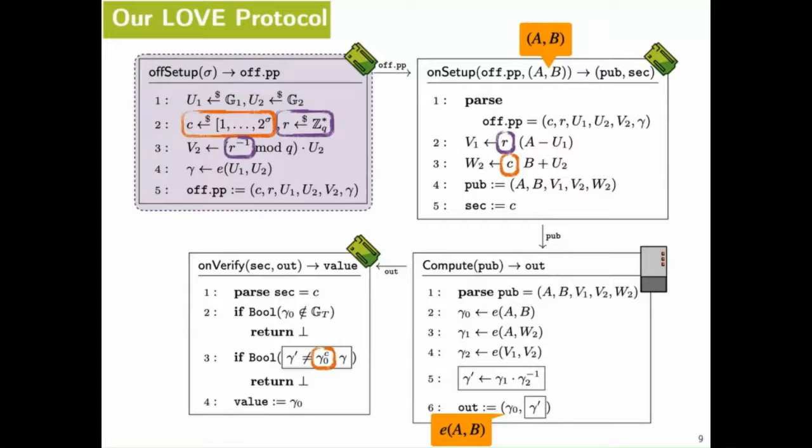I know it's a little bit hand-wavy. If you want to have more details, I encourage you to read the proof that you can find in the paper.